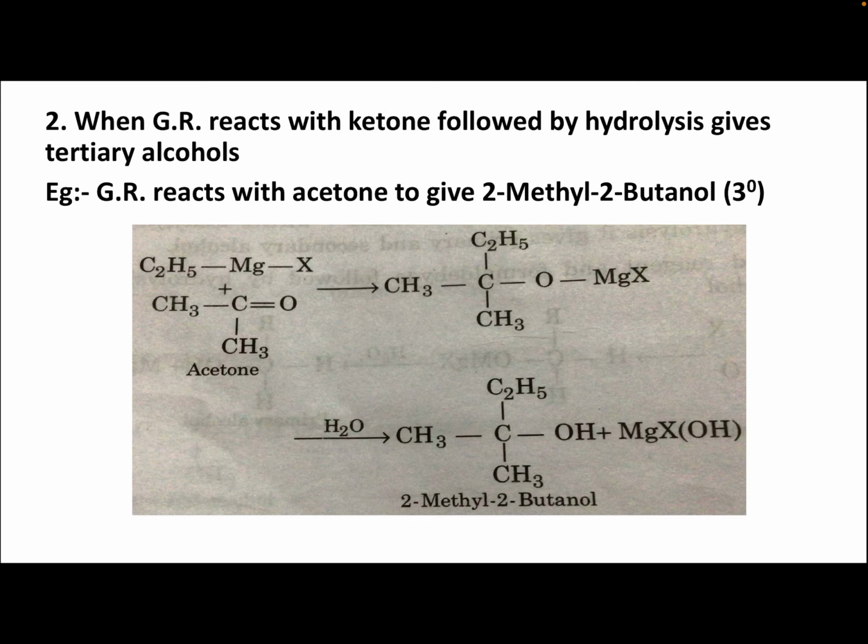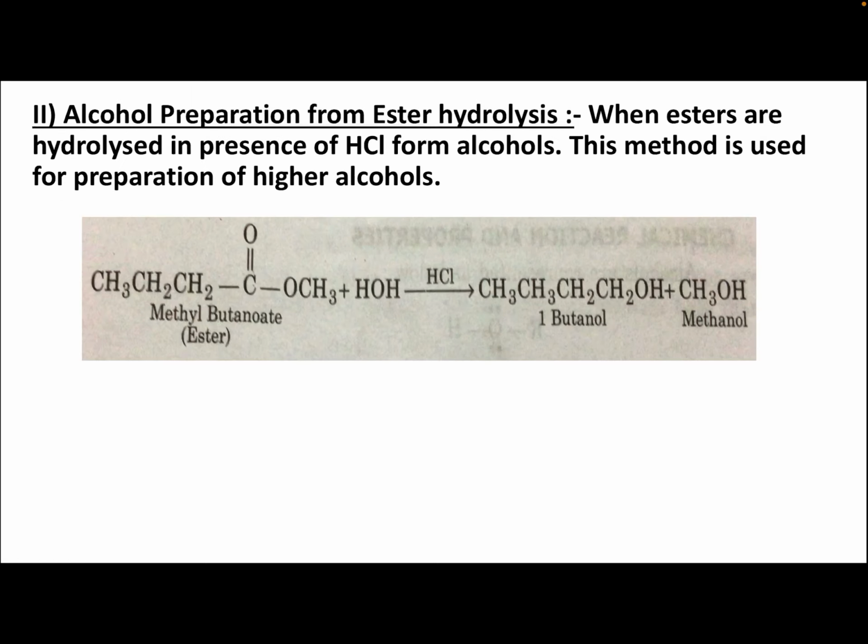When Grignard reagent reacts with ketone followed by hydrolysis, it gives tertiary alcohol. Grignard reagent reacts with acetone to give 2-methyl butanol. This is 3 degree, meaning tertiary alcohol. C2H5MgX, ethyl magnesium halide, reacts with acetone and gives this addition product. This addition product on hydrolysis gives 2-methyl 2-butanol. This is a tertiary alcohol.